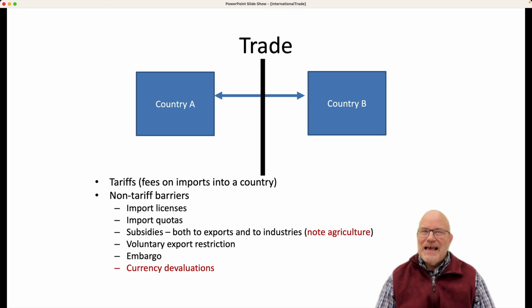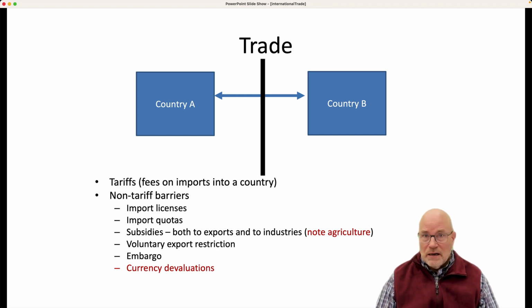Tariffs are a tax or a fee imposed on the goods as they enter into a country. That could be 10% of the value, 20% of the value, or a dollar amount. Tariffs, because they are a tax, tend to cause less trade than without tariffs.